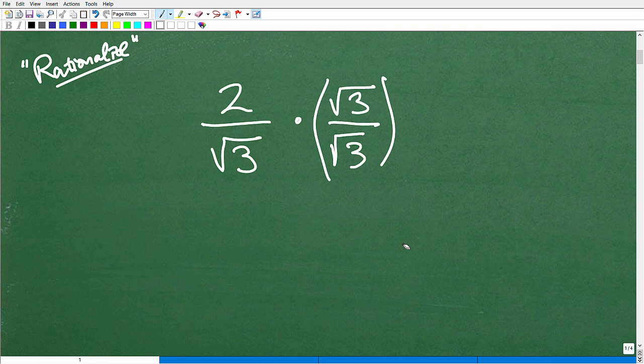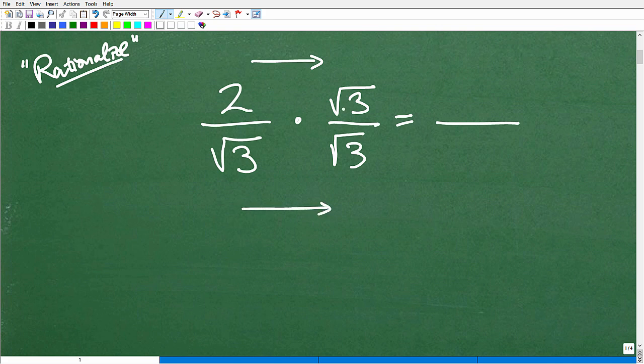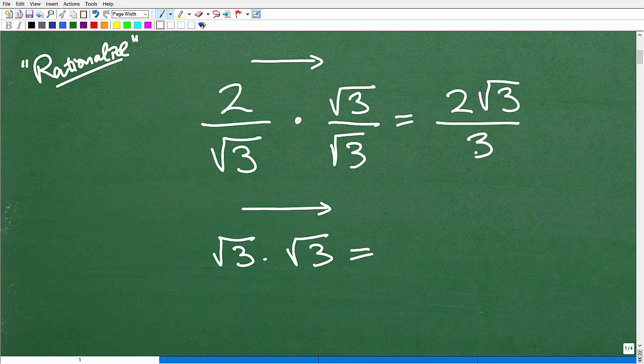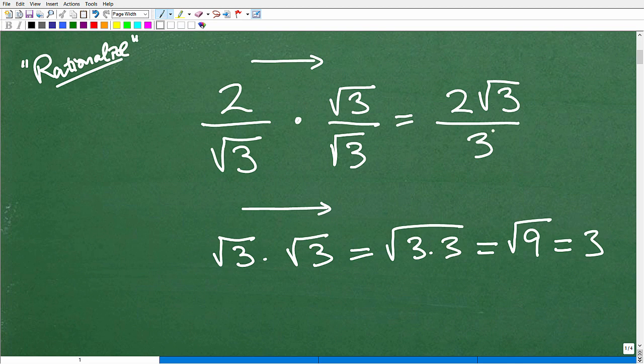This is the way I like to teach this so people remember what's going on. We're not rewriting the expression, we're just multiplying it by a fancy 1. Remember, when we multiply fractions, we go straight across. So 2 times the square root of 3 is 2 square root of 3. Then the square root of 3 times the square root of 3 is equal to 3. The square root of 3 times the square root of 3 is technically the square root of 3 times 3, which is the square root of 9. That's properties of radicals and square roots that you should know. The square root of 9 is 3, positive and negative, but you can write it like this.